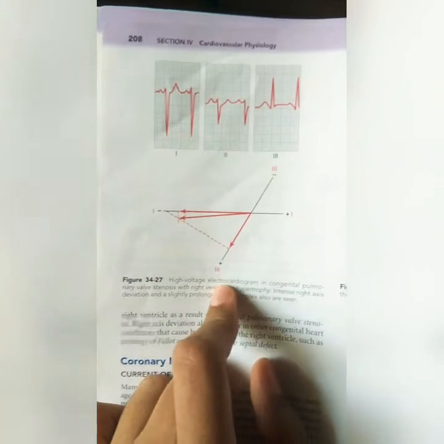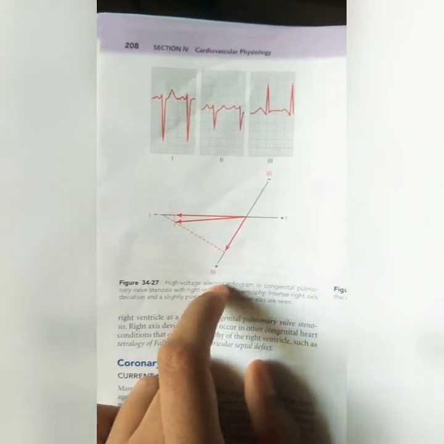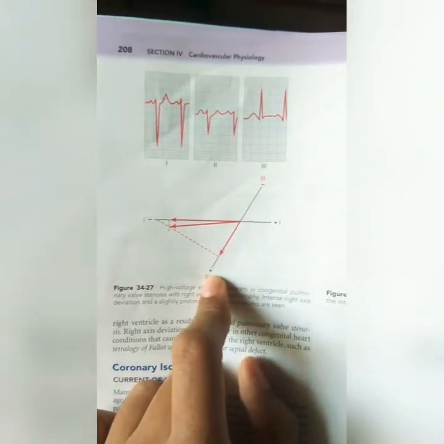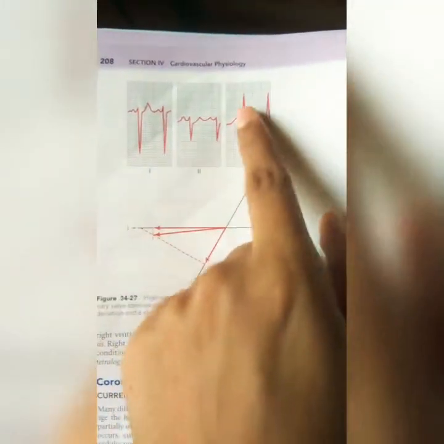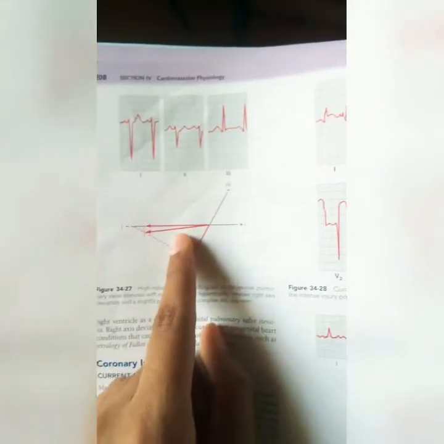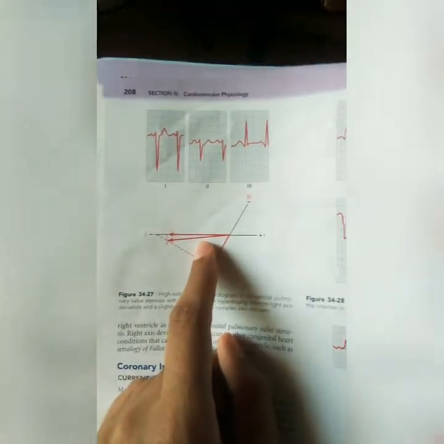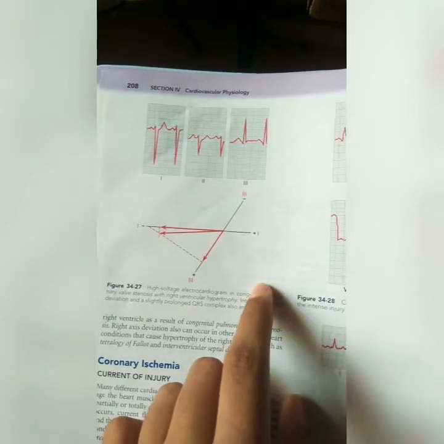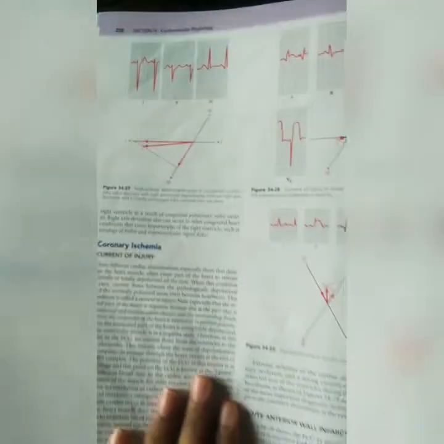mainly in right ventricular hypertrophy. You can see in the right ventricular hypertrophy, the third lead is showing towards positive, so some positive waves occur, and lead 1 is showing towards negative, so you can see all the negative potential occurred, and in lead 2 also it is showing negative waves, so negative potential.